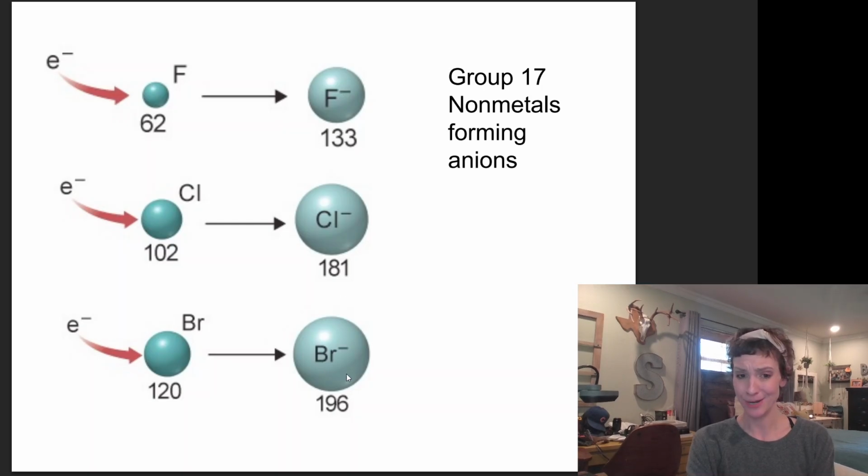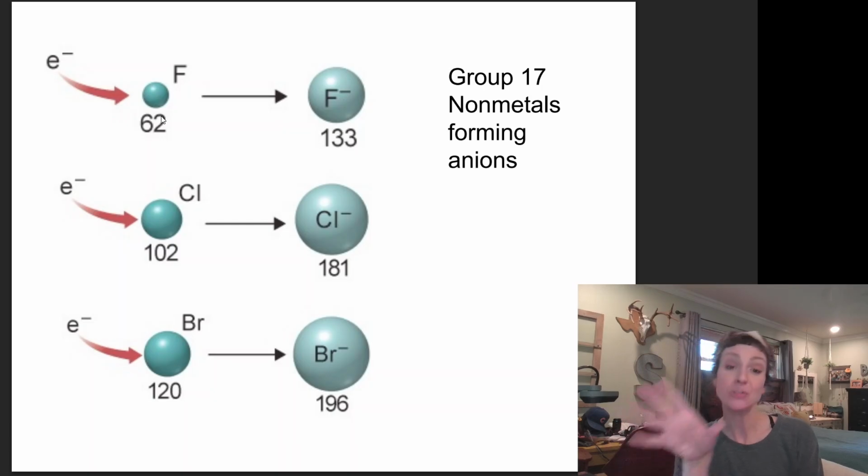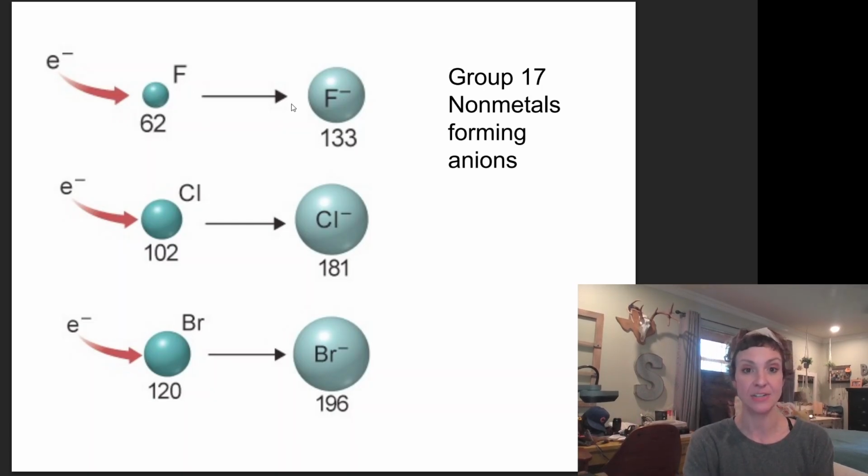It still gets bigger, because there are still more energy levels. Comparing the original neutral atom to the ion that it makes, yes, these nonmetals get bigger when they form those anions because I am gaining an electron, which spreads those energy levels out further away from the nucleus.